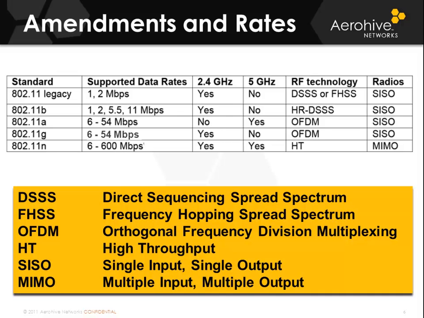802.11n operates in both frequencies, 2.4 and 5 gigahertz. It also has protection modes built in for non-members and for mixed mode environments with legacy clients, and it promises data rates of up to 600 megabits per second. It uses high throughput OFDM, and it uses multiple input, multiple output radio chains. It also uses channel bonding, aggregate MMPDUs, and block acknowledgments.